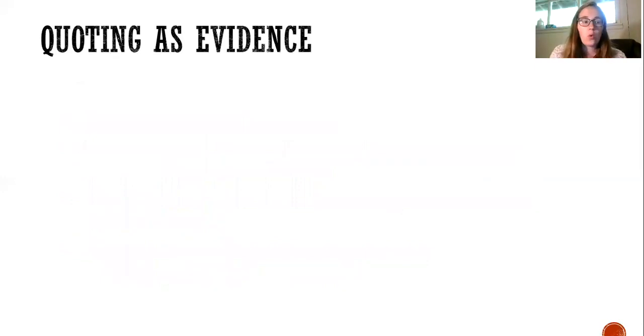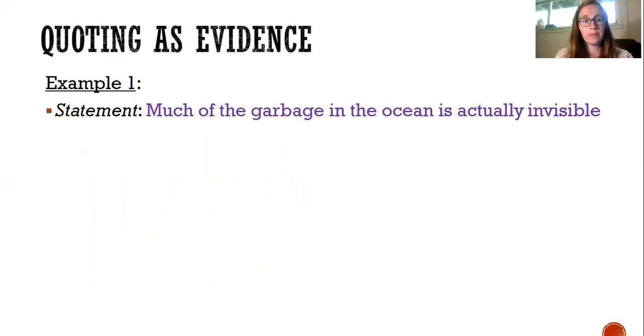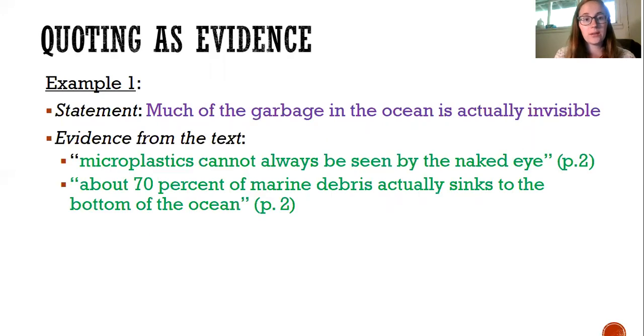Okay, usually when we're quoting from something, when we're writing about a text, we're quoting as evidence. So we're going to say something that we think, and then we're going to use a quotation to show that that's true. So these are some examples from the article you have to read about the Great Pacific Garbage Patch. So I read that article, and my statement, the fact that I'm telling, is that much of the garbage in the ocean is actually invisible. But I need to provide evidence for that statement. So here's my evidence. Here are two quotations from the text.